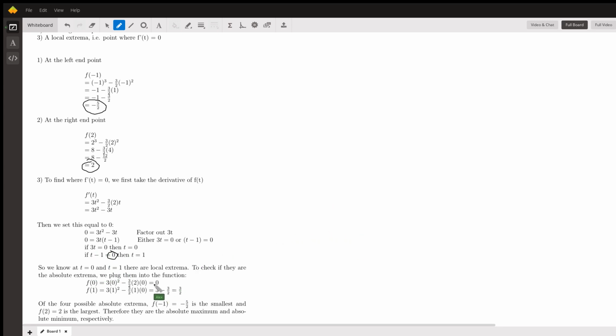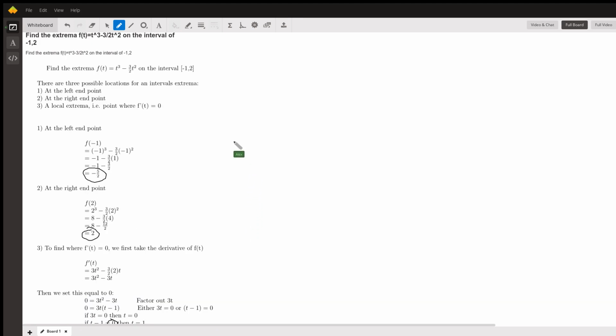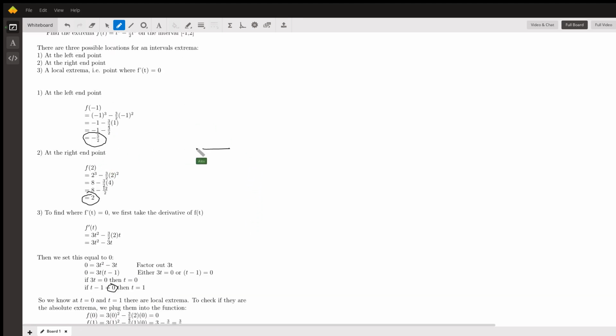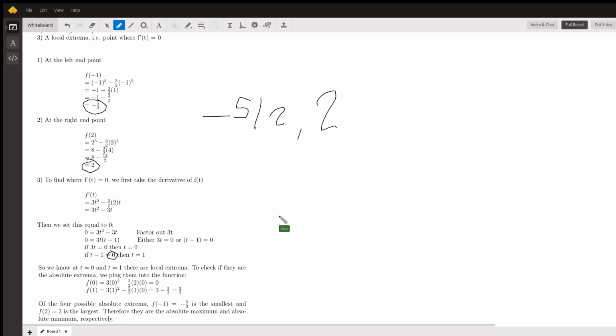And to find our y values, we plug in f of 0 and we get 0. That's this extrema. And then our other extrema is at t equals 1. We plug in f of 1 equals 3/2. So we have four possible extrema now. We have -5/2. We have 2. We have 0. And we have 3/2.